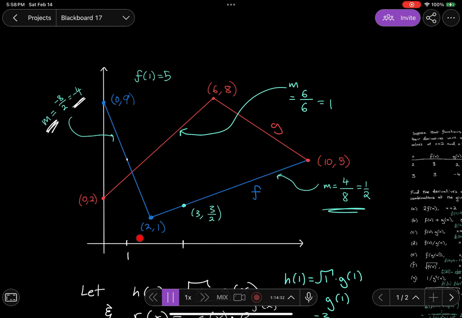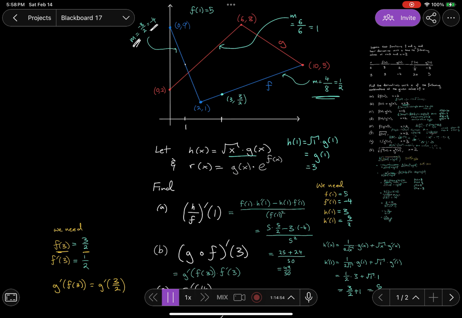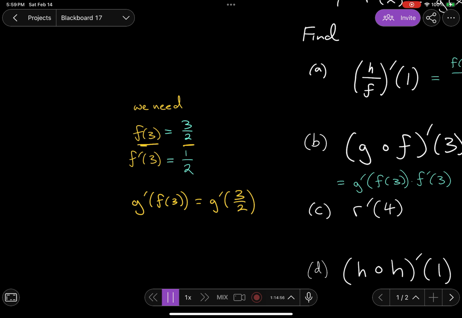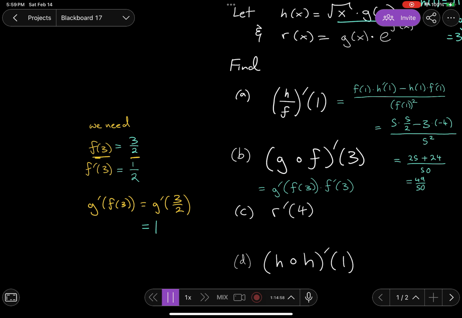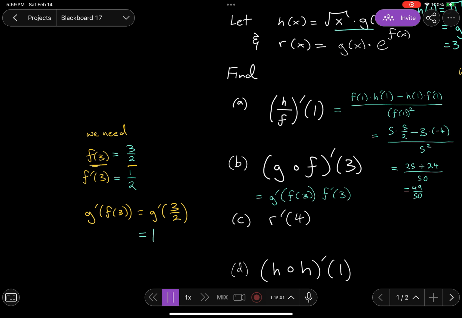3 halves is in between 1 and 2. Oh yeah, we already know this slope. This slope is 1. We figured it out right here. The slope of this part right here is 1. For any of these x values, I know that g prime of 2 is equal to 1. I know that g prime of 2.5 is equal to 1. It's the slope of the function at that point. So this is equal to 1. And I have all of my pieces. G prime of f of 3 is equal to 1. F prime of 3 is equal to 1/2, giving me a final answer of 1 times 1/2, which is 1/2.